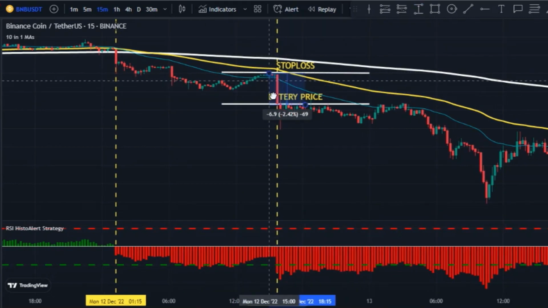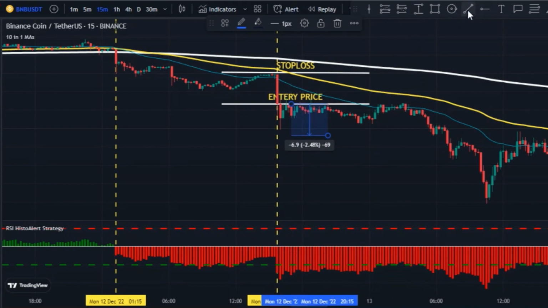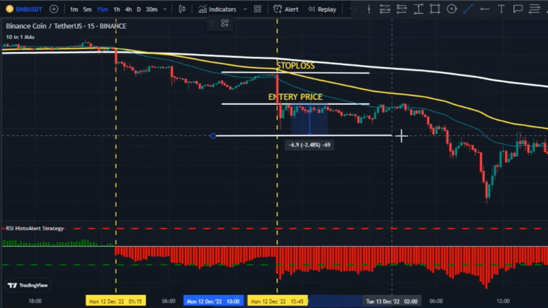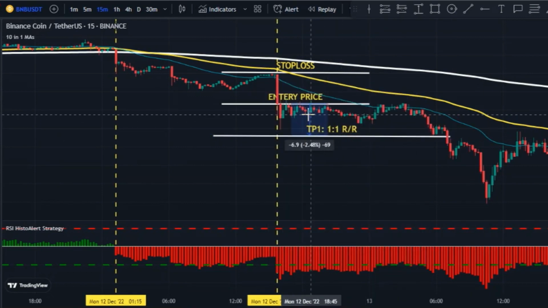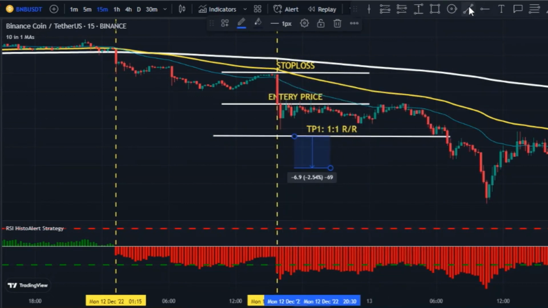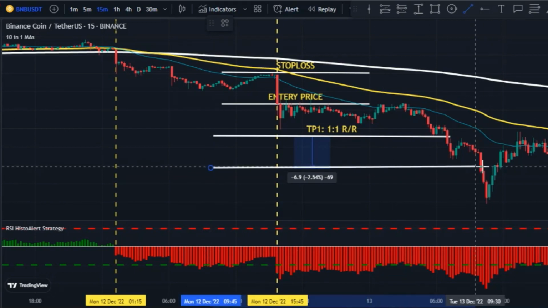We're going to use the risk-reward ratio of 1:1 for the first target. And we're going to use the risk-reward ratio of 1:2 for the second target.